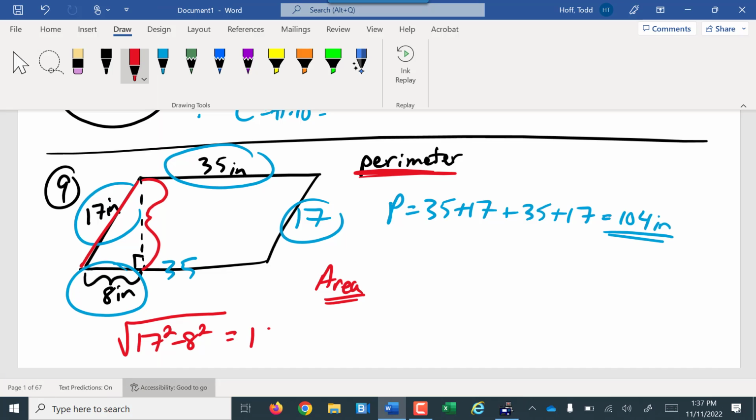So we get 15. So this is 15 inches. So the area would be 35 times 15. What was that, 525? Square inches would be the area of that. So that's where that comes into effect.